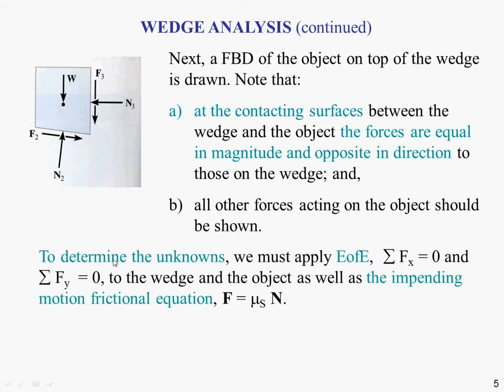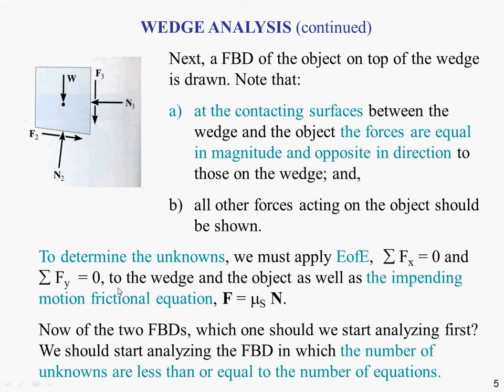To determine all of the unknowns, we can now apply our equations of equilibrium. Sum of the forces in the x direction equals 0, sum of the forces in the y direction equals 0, and if we're wanting to work out what's the force we need to make the wedge move, then we must be reaching the limiting condition where every surface is on the point of sliding. So in this case we can apply our friction equation, F equals coefficient of friction times the normal reaction force, right, because we have impending motion.